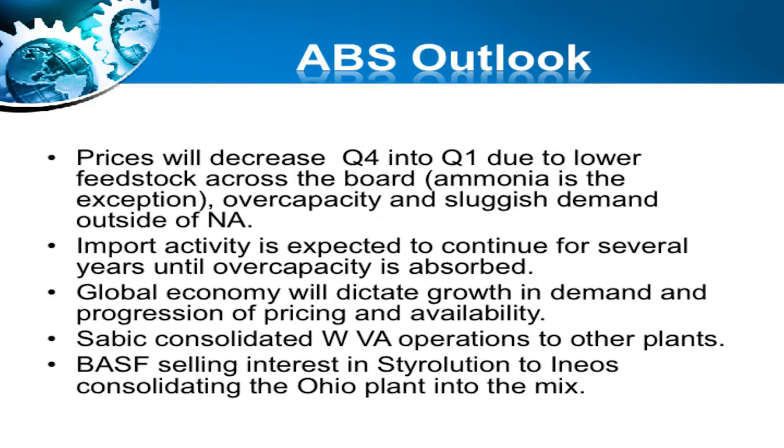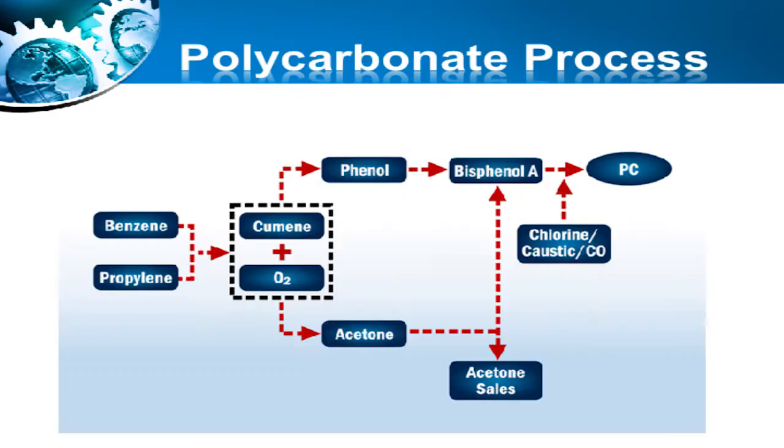In terms of consolidation of the industry, I did want to mention too that SABIC has closed some facilities, old Borg Warner facilities in West Virginia, and BASF has elected to sell their share of the Styrolution business to INEOS, which basically says that independent INEOS ABS plant will now be rolled into the Styrolution business once that deal is completed.